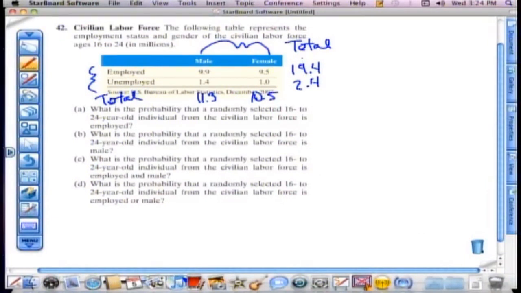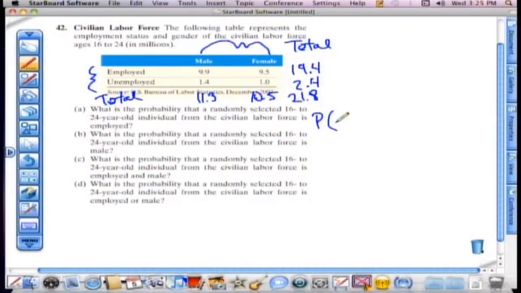And when you add up your column totals and your row totals, they should both equal 21.8, which should be the number of people in the civilian labor force ages 16 to 24. Okay? So let's go to part A. What is the probability that a randomly selected 16 to 24-year-old individual is employed?